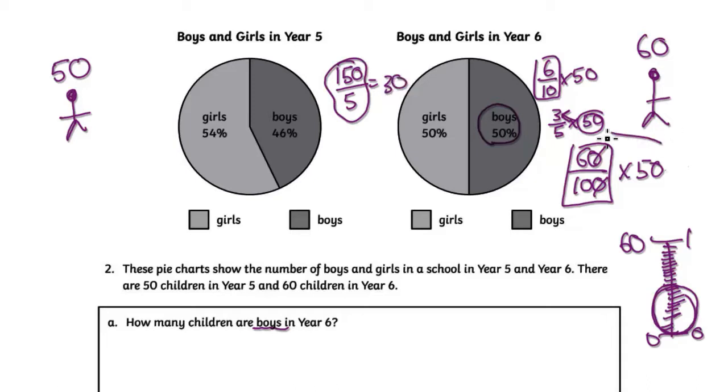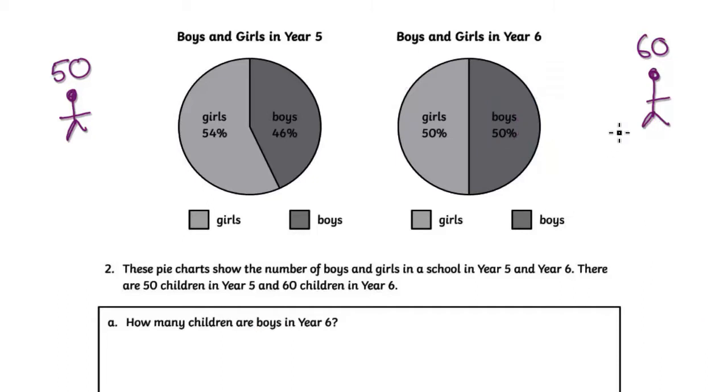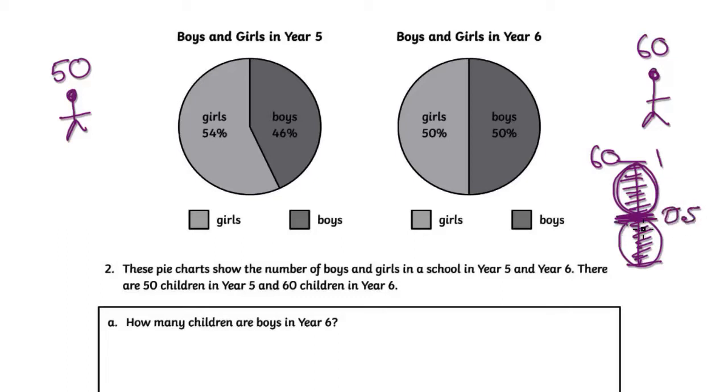So this method will always work, but in this case the numbers are difficult to work out because this number is a weird number here. But I want you to be able to look at this from a different perspective. If you look at the whole population, which is 60, remember you've got 100 pieces, 50 are boys, 50 are girls. It wants to know the number of boys. 50% is like halfway. It's really half of the population, which is 30.